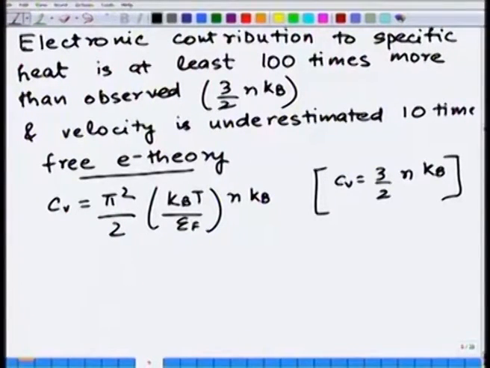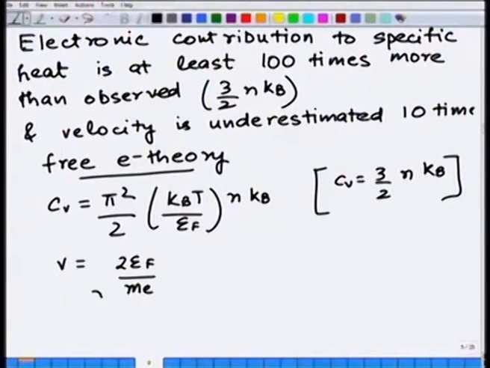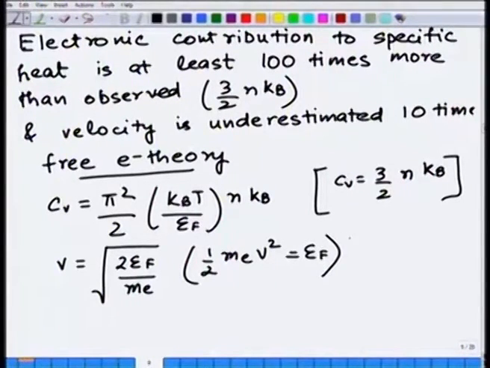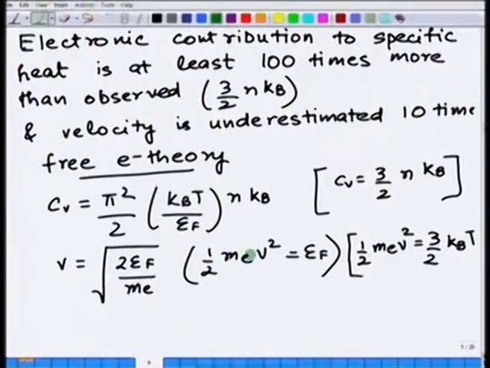Now, if you simultaneously estimate the velocity by the square root of 2 times E_F by m_e, that is according to half m_e v squared, the mass of the electron, equal to the Fermi energy. If you equate that to the Fermi energy, then you estimate the velocity to be like this. Remember, in classical theory we had estimated this as equal to 3 by 2 k_B T, and we had underestimated this velocity 10 times. So now this velocity estimate is 10 to the power 8 centimeters per second, as we derived in free electron theory earlier.